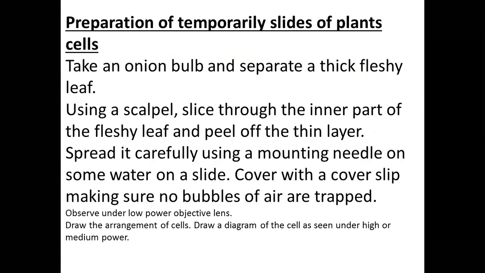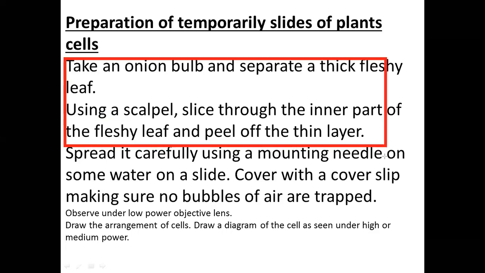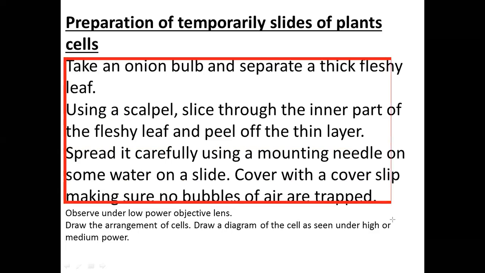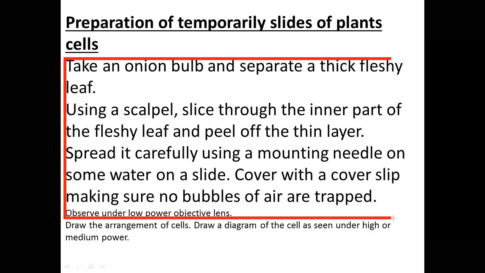Now, preparation of temporary slides of a plant cell. Of course, we have talked about peeling. We have talked about spreading the specimen and using a mounting needle on the slide. Then we add water, of course, so that the specimen is not dry. It's not dehydrated. If it gets dehydrated, it may indeed distort the features that we want to see. Now, having done all that, place the cover slip, making sure there are no air bubbles. You then observe under low power objective, then you draw the cell. Now, sometimes the examiner will go an extra mile.